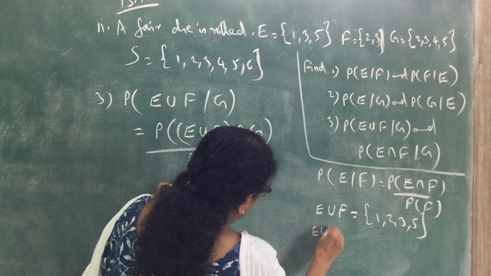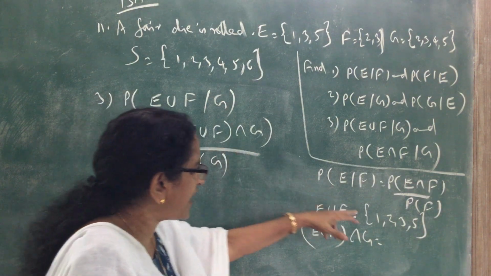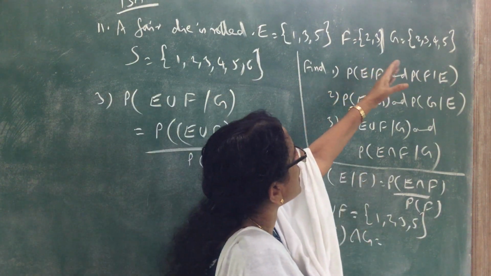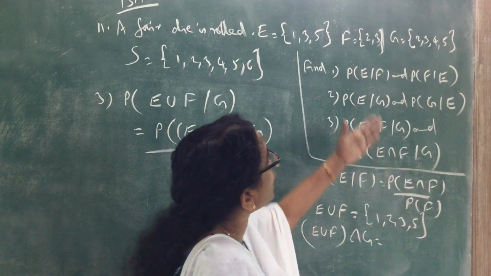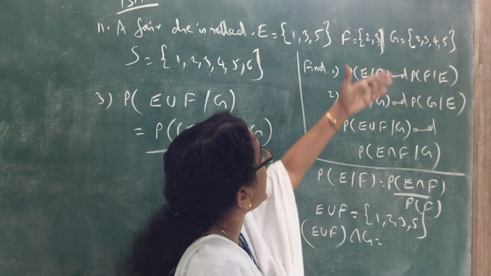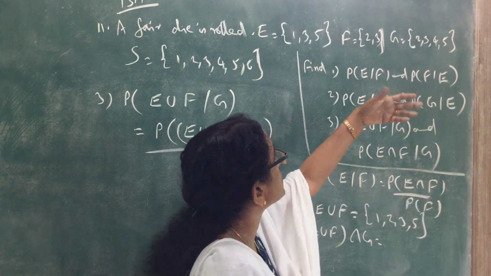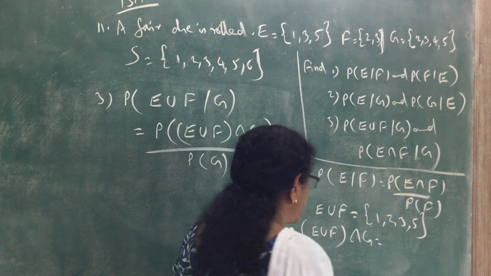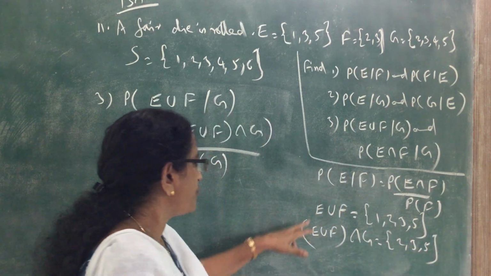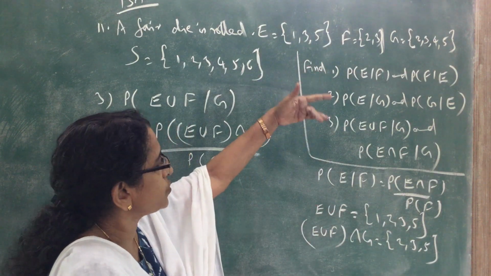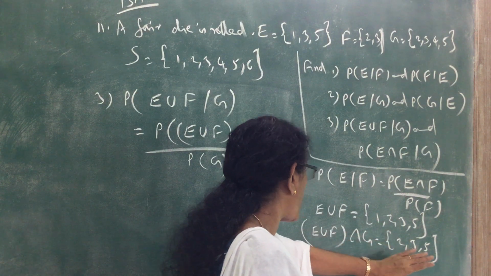What is the common element of G and this? In G there are 2, 3, 4, 5, and here 1, 2, 3, 5. So what are the common elements of E union F and G? Here 2, 3, 5 are there, and 4 is not common. So 2, 3, 5 are the common elements.